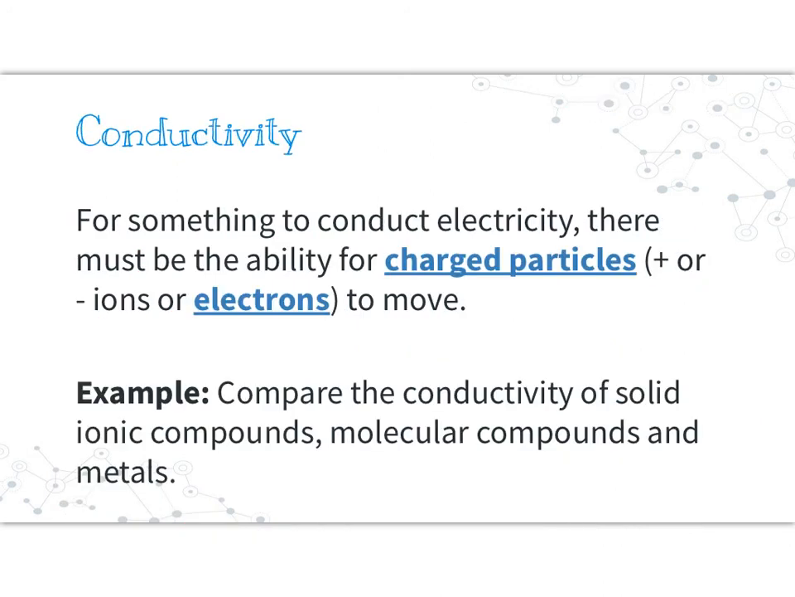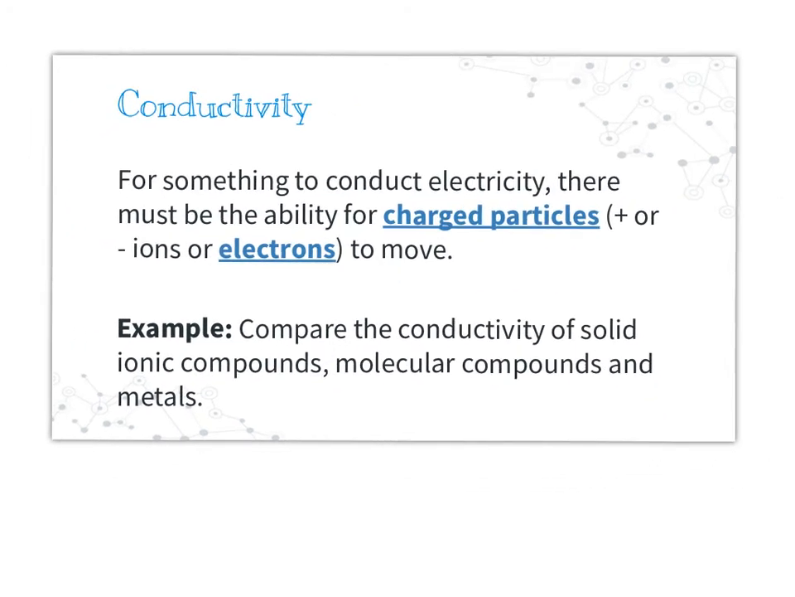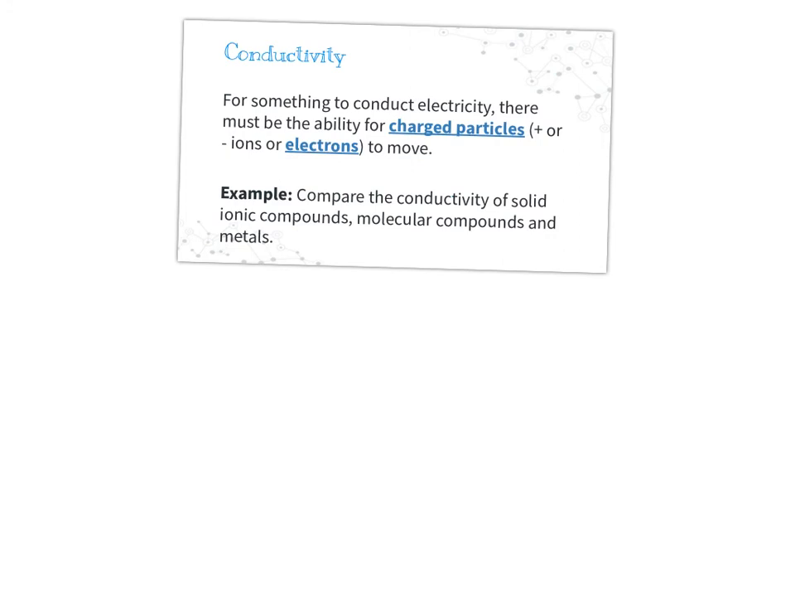Conductivity. For something to conduct electricity, there must be the ability for charged particles, so either positive or negative ions, or free little electrons, to move. So for example, compare the conductivity of solid ionic compounds, molecular compounds, and metals. I'm going to draw a chart to compare these.